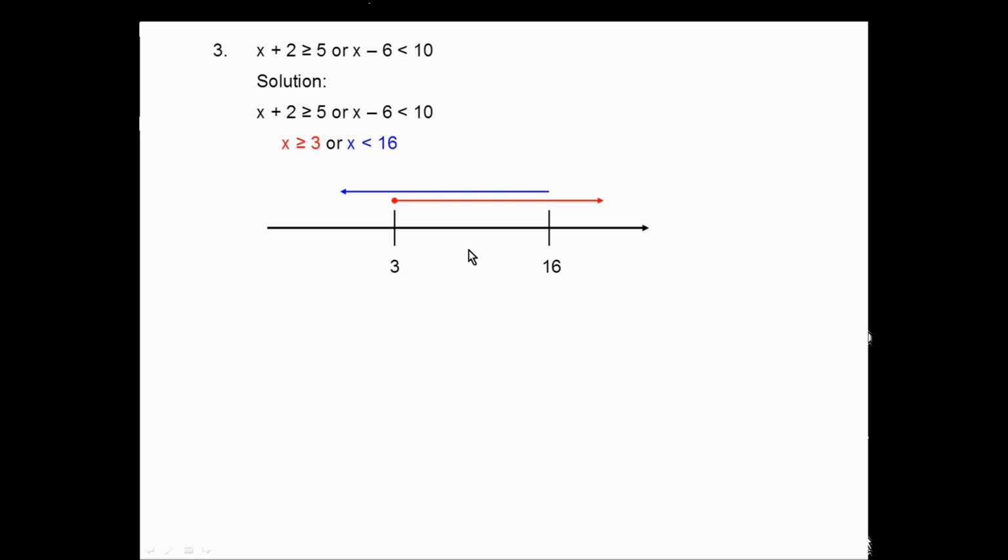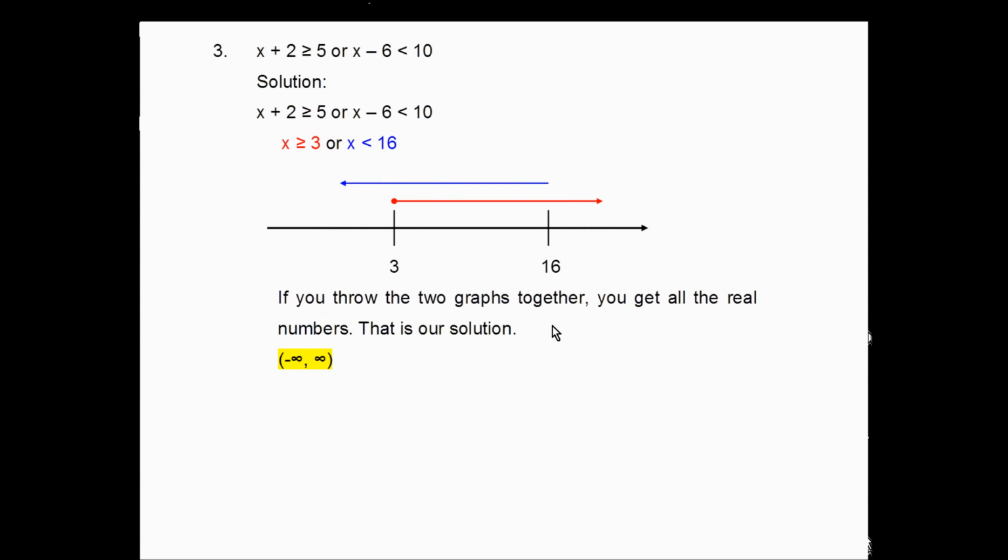Okay, now if I imagine throwing those two together, I would get all real numbers. Because remember, and requires overlapping, or doesn't. Or just says throw the two together. So if I throw them together, if I have this overlapping type thing, for the or, it's all real numbers. Minus infinity to infinity. Notice that isn't the opposite of what the and would have done.